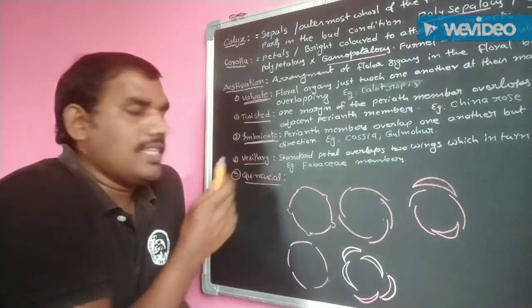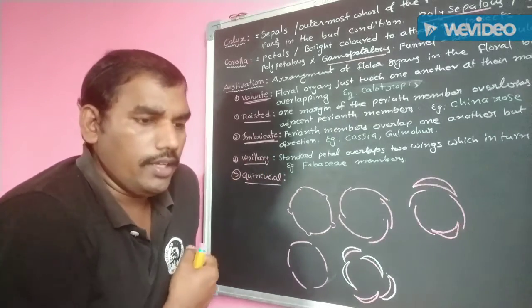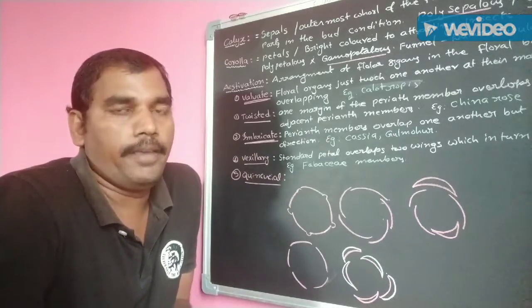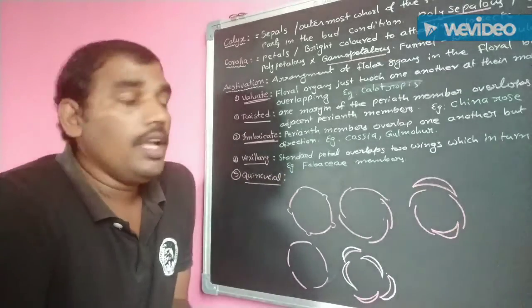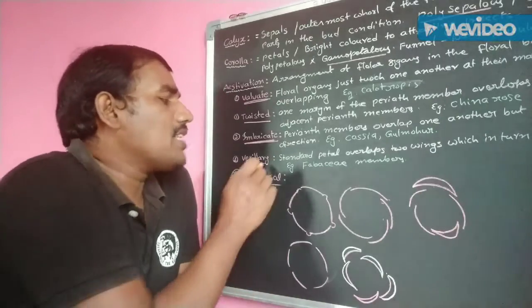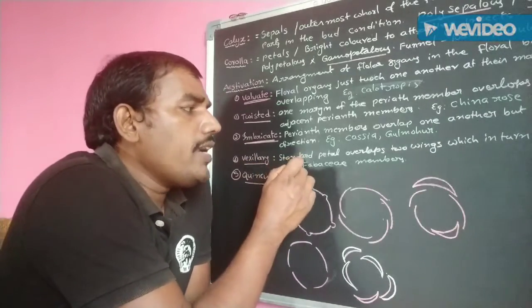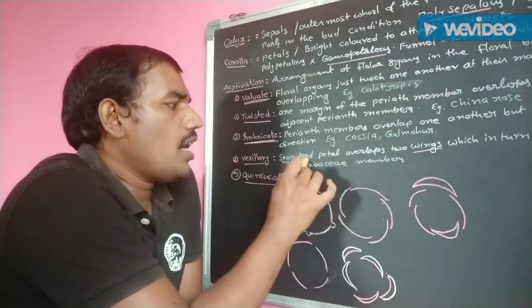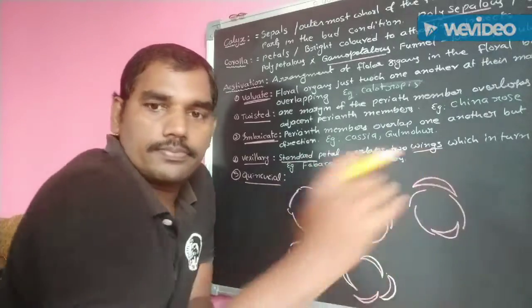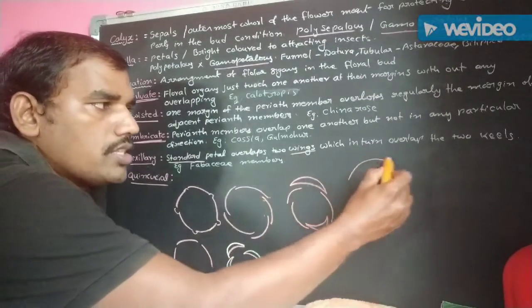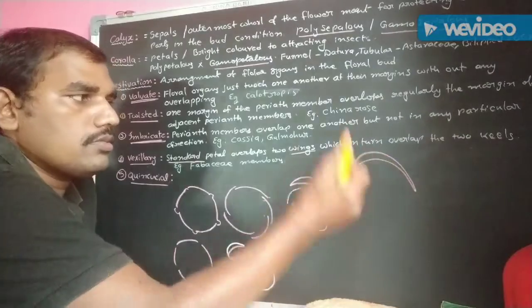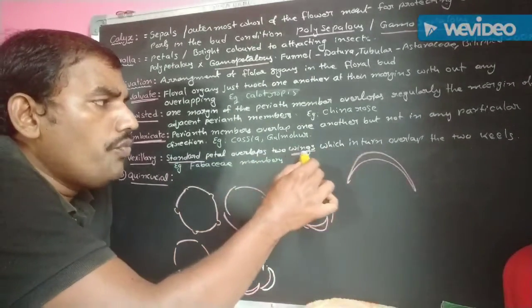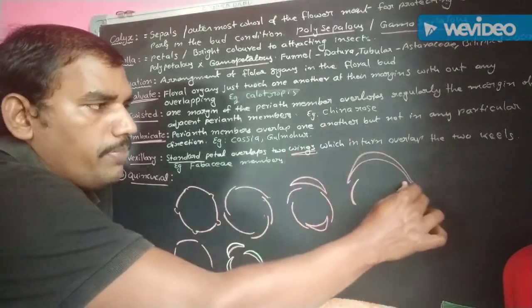One is vexillary aestivation. Okay, this vexillary aestivation is also known as descending imbricate. In this descending imbricate, this means vexillary aestivation, the standard petal overlaps two wing petals. In this, the standard petal is the largest petal. Okay, the remaining, it overlaps two wing petals. These are the wing petals.